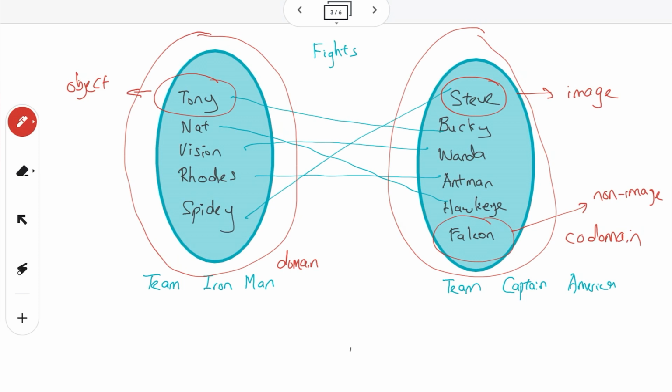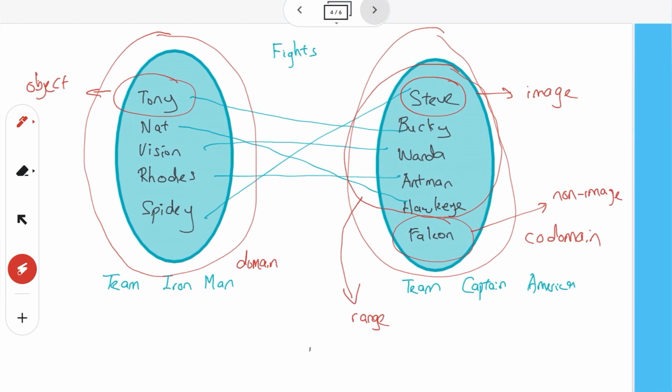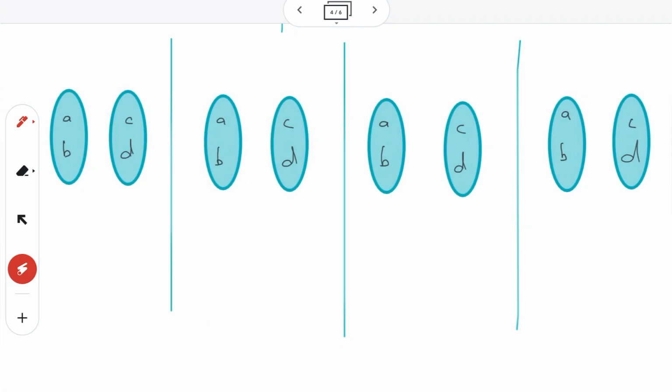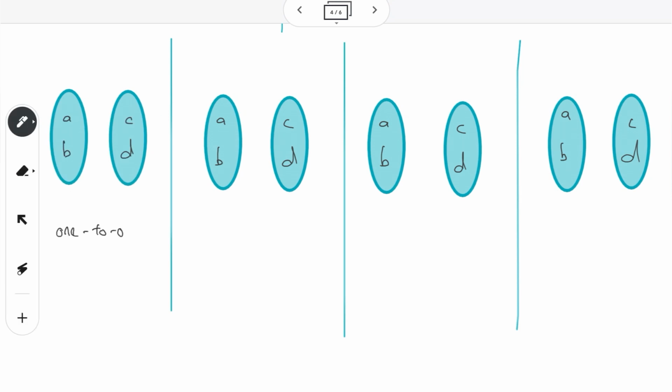And one last thing we have to understand is the range. Range refers to all the images in the codomain. This means that the range only includes everyone else except for Falcon. Now that we've got the terminology down, let us go on to explain what relations are. There are essentially 4 different types of relations. The first is a one-to-one relation.